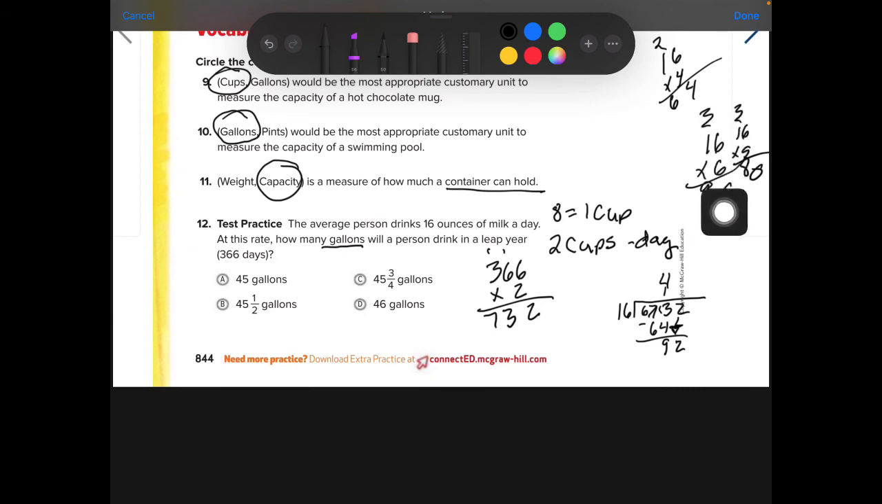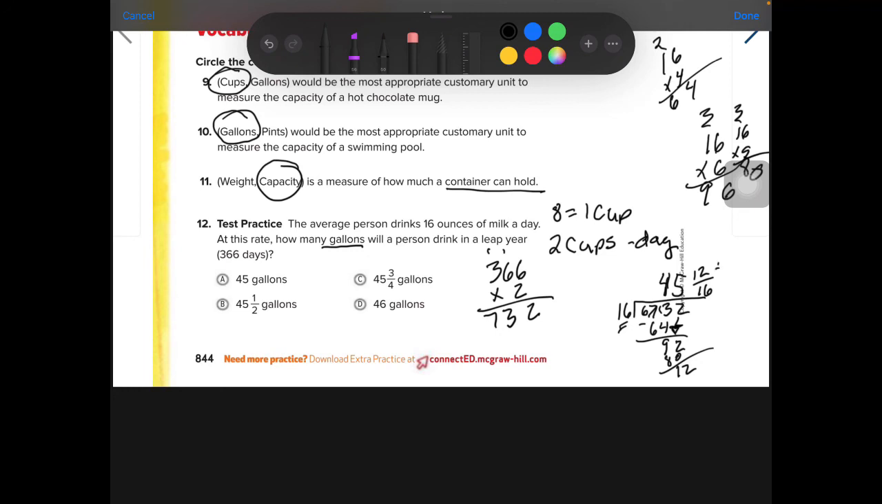16 will go into 92. Now I know because of my previous work right here that 6 would be too much. So 5 is going to be a better answer. So I'm going to do 5 right here. 5 times 16 is 80. And that's going to be 12 left over. So I have 45, remainder 12, and that number is going to be my denominator.